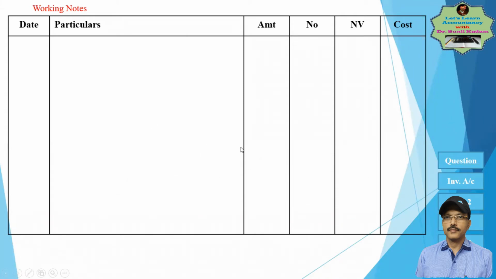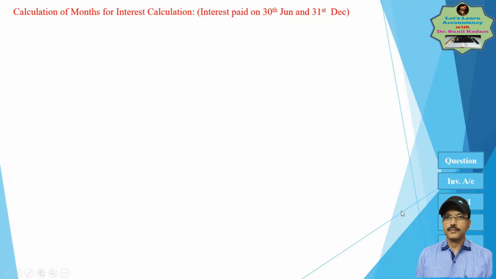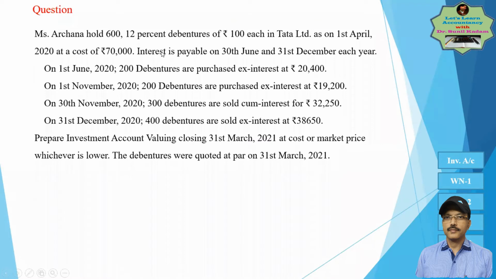And we need to work out the dates and months for calculating interest. The interest dates are 30th June and 31st December. That's what is given in the question. These are the dates on which interest is received. So let us do it.